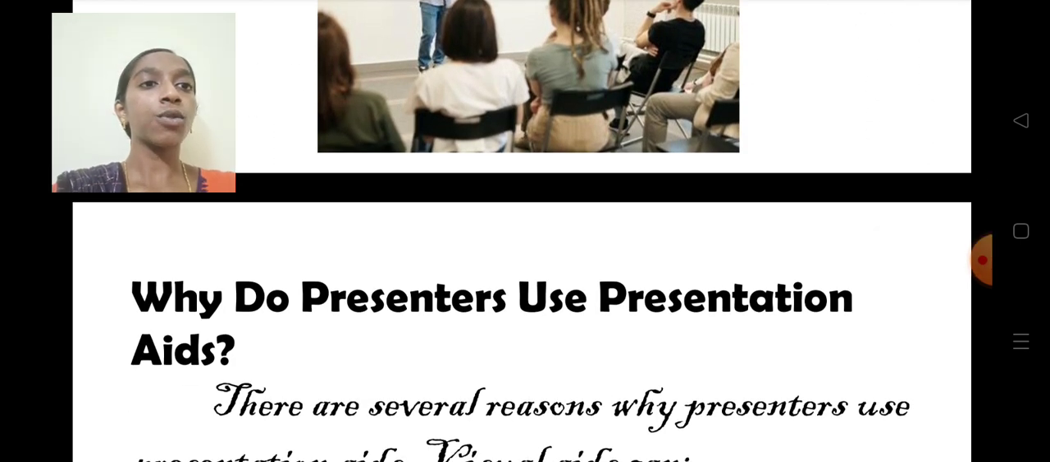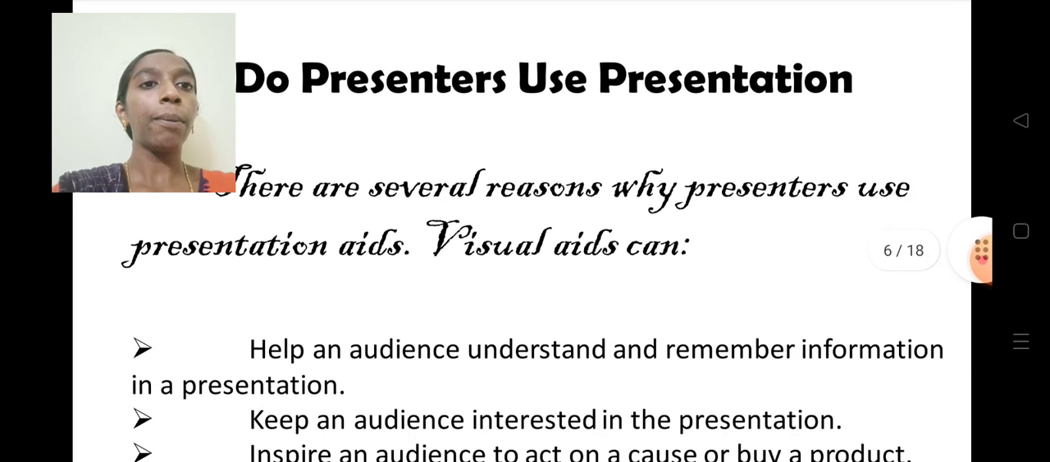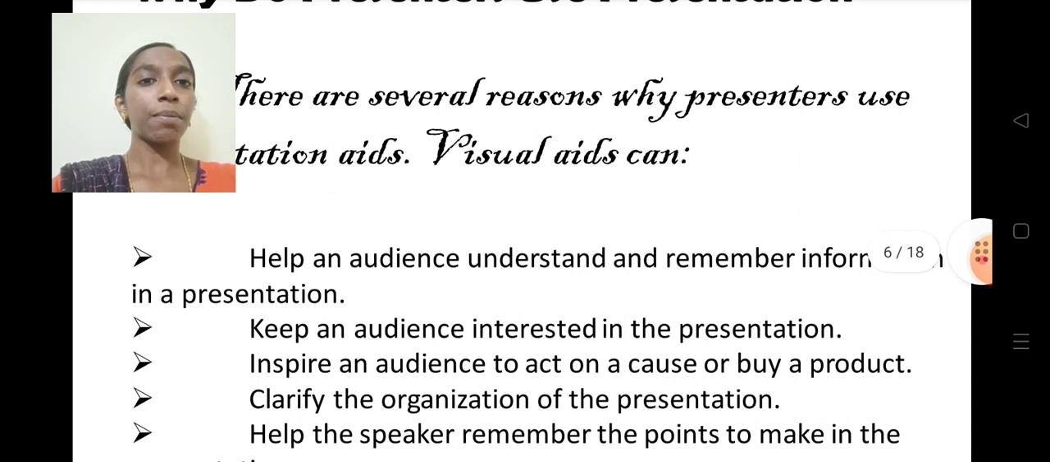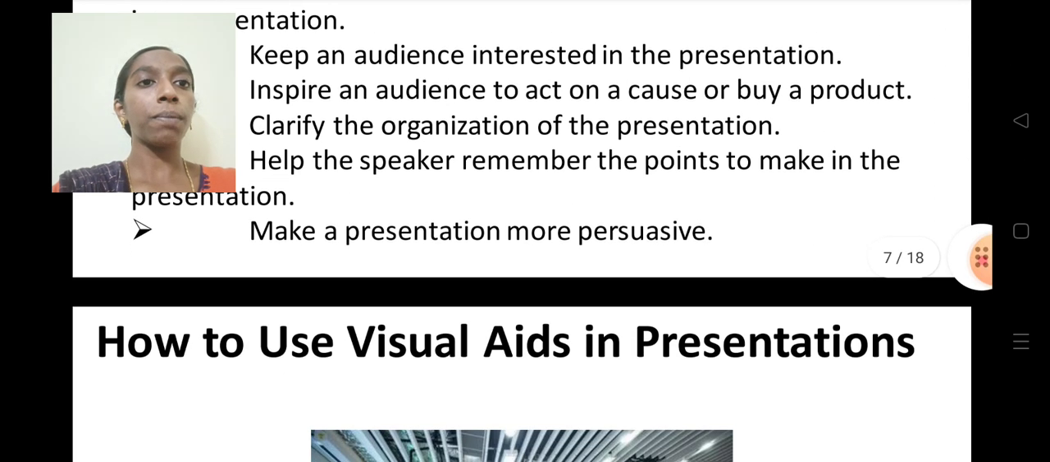Why do presenters use presentation aids? There are several reasons why presenters use presentation aids. Visual aids can help an audience understand and remember information in a presentation, keep an audience interested in the presentation, inspire an audience to act on a cause or buy a product, clarify the organization of the presentation, help the speaker remember the points to make in the presentation, and make a presentation more persuasive.